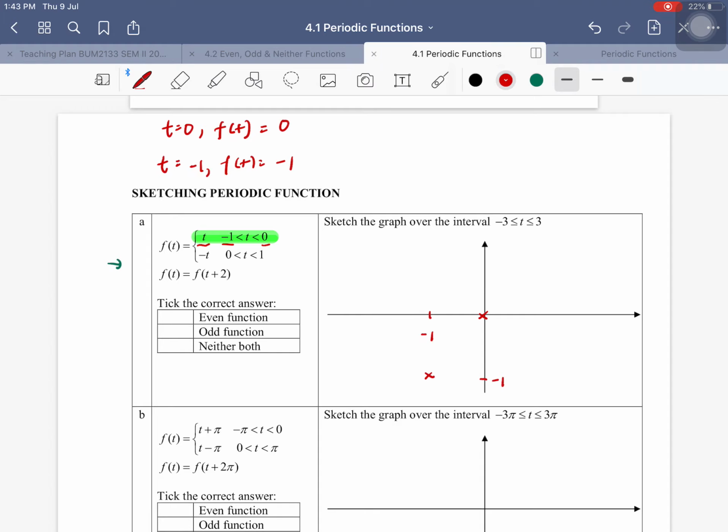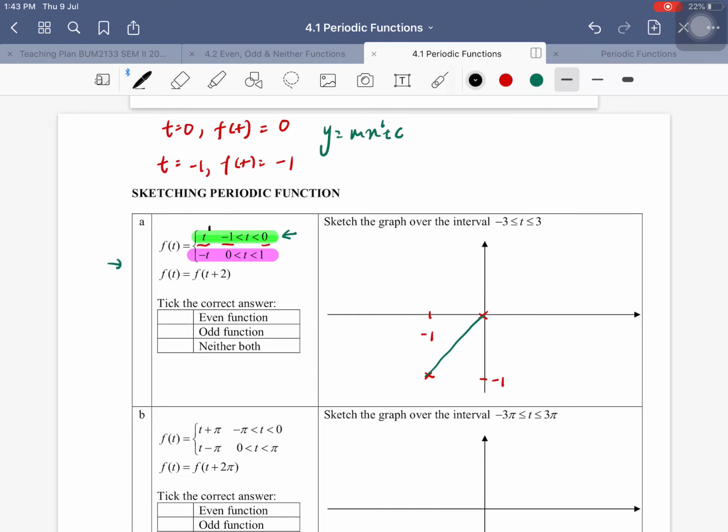Because this is t to the power of 1, remember, if you have an equation with x to the power of 1, like y equal mx plus c, this is going to be a straight line. So all you have to do is connect these two in a straight line. So that is going to be my first function, f of t equal to t from -1 until 0. Now I'm going to do the same thing for the second function, which is f of t equal to -t from 0 until 1.